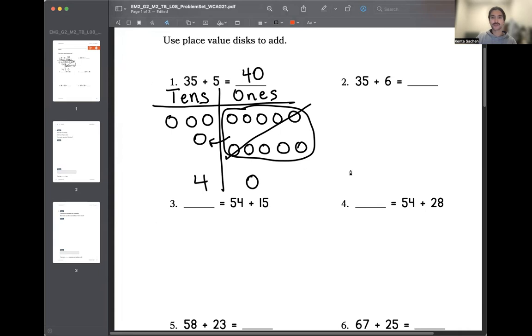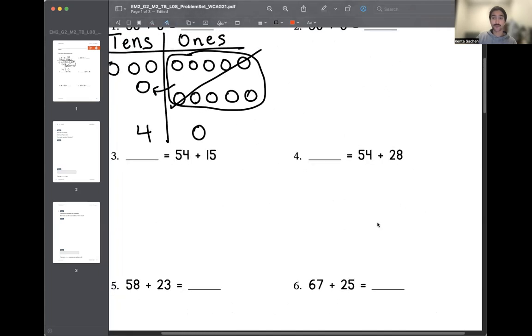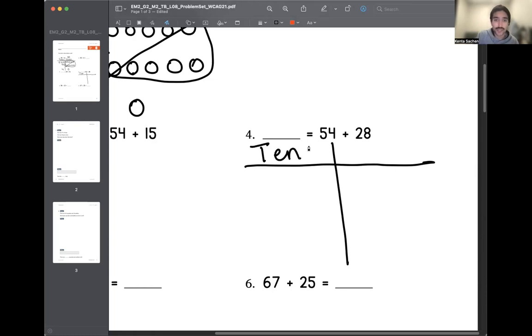Great. Let's do number 4 together, and then I'll have you do the rest of them. So again, we're going to set up our place value chart. And again, some of you are working ahead. At least for this one, I want us to be doing this all together. Okay. So if you're working on different problems, I want you to stop right now and go to number 4. We're going to do this all together. So our 10s and then our 1s.